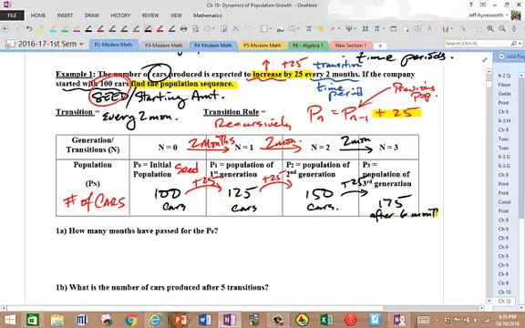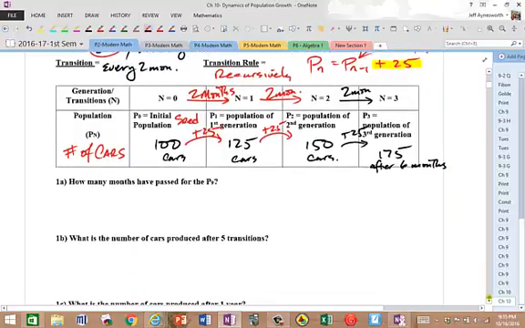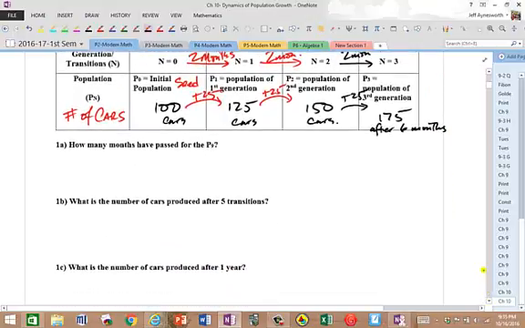Okay, now let's answer some basic questions about what's going on here. How many months have passed for P sub 9? Well, P sub 9 stands for the size of the population after 9 transitions. That's the first thing we have to understand: the size of the population after 9 transitions, or time periods.